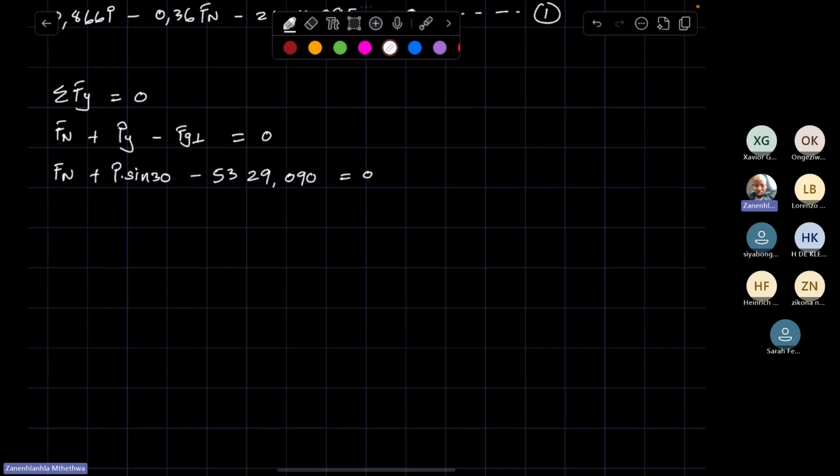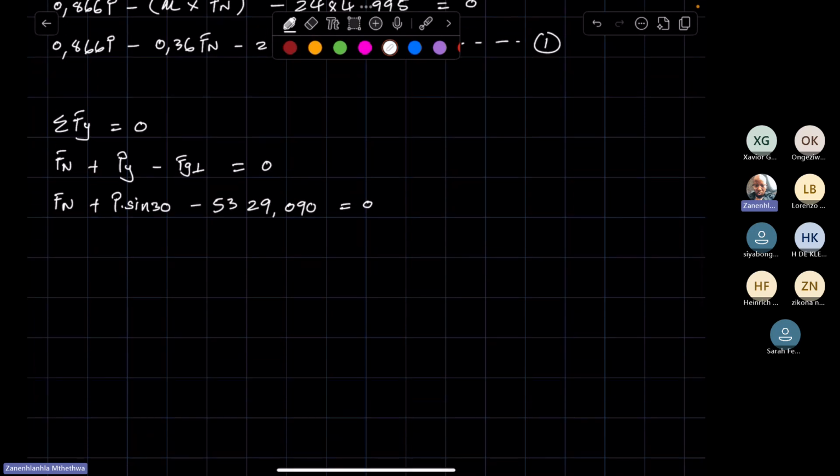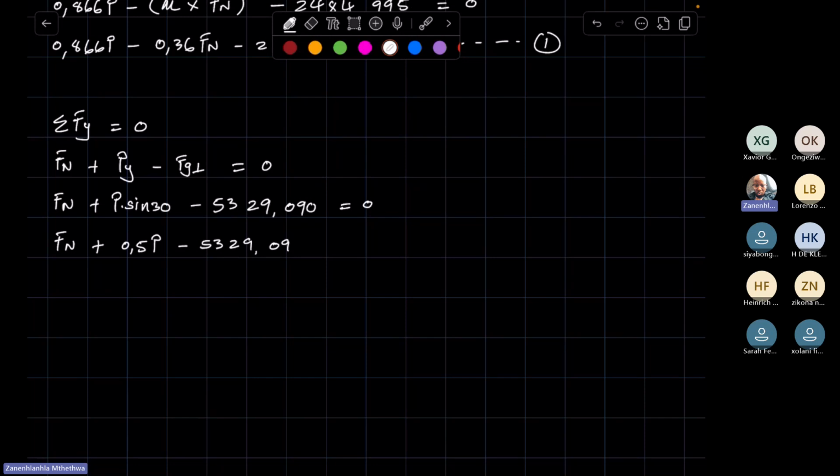All of this is equal to 0. Now, what is sine 30 equal to? It's equal to 0.5. So this essentially is normal force plus 0.5P minus 5329.090 is equal to 0.